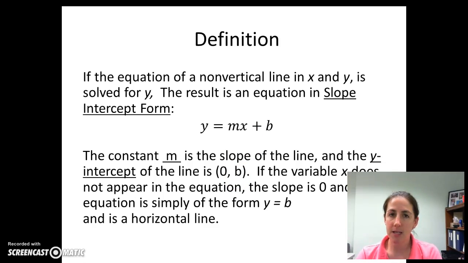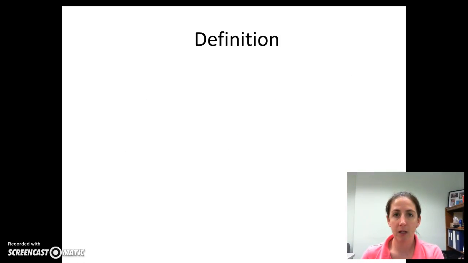If the variable x does not appear in your line, then that means that the slope is 0. That means m equals 0. Then you would have 0 times x would be 0, and you would just be left with y equals b. That is the equation of a horizontal line.